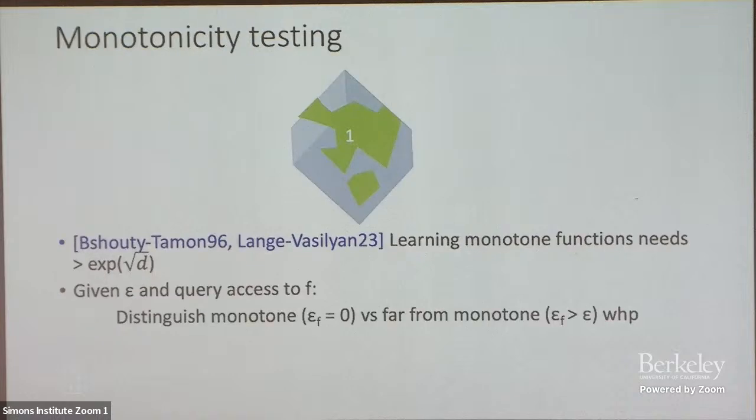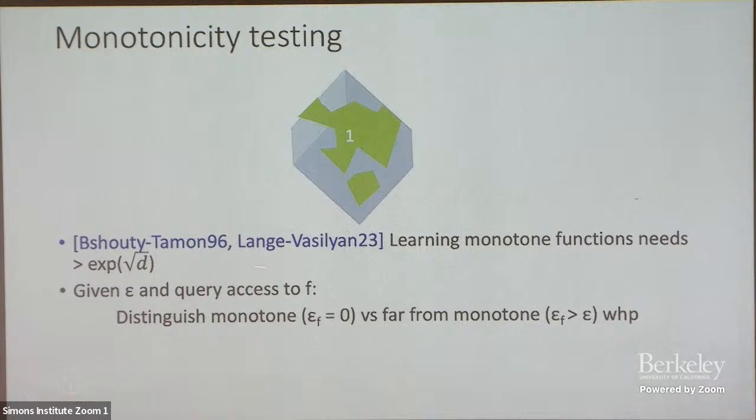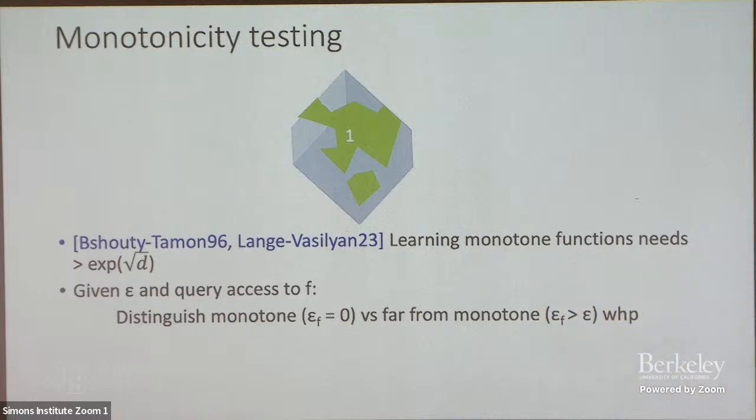And monotone functions, as we've seen throughout this workshop and in general, are very interesting objects of study. And so it's natural to ask, can you learn a monotone function with samples? Since Bshouty and Tamon, and there's also recent work by Lange and Vasilyan, to learn a monotone function, you need exponential in square root of d queries, where d again is the dimension. And this is where the birth of property testing came in: are there certain properties where you can test faster than you can learn?